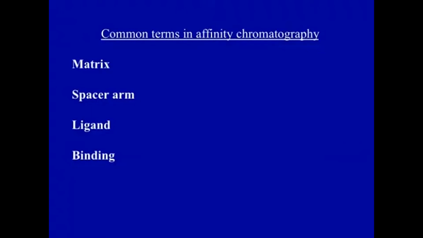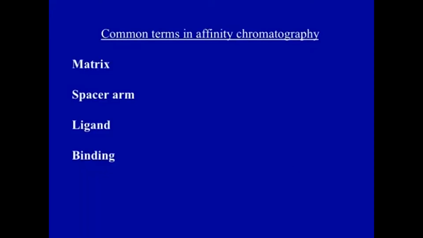Alright, let us discuss different things about this chromatographic technique. There are certain terms which are important. One is the matrix, which we have discussed earlier, but in terms of affinity chromatography, the matrix for ligand attachment is very important. The matrix should be chemically and physically inert and should be able to attach to the ligand. Then the spacer arm, like I have shown you, is used to improve the binding between ligand and target molecule by overcoming any effects of the steric hindrance of the matrix.